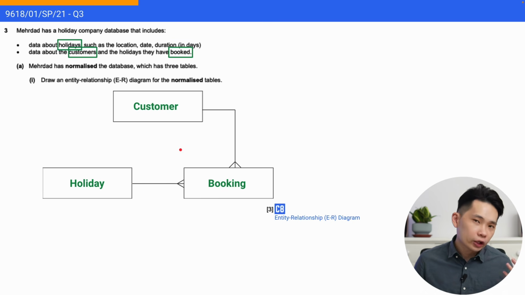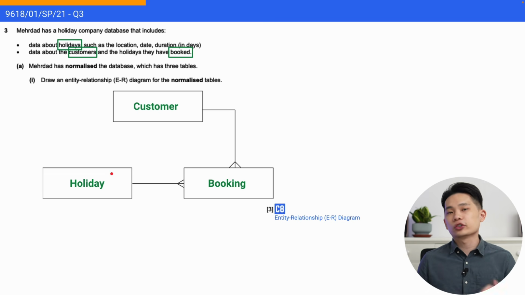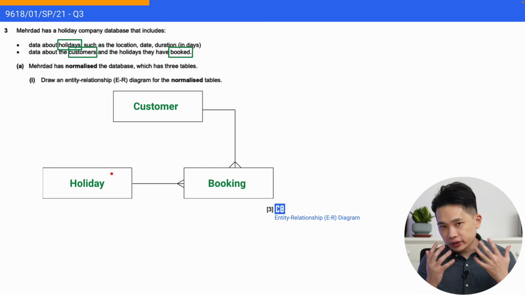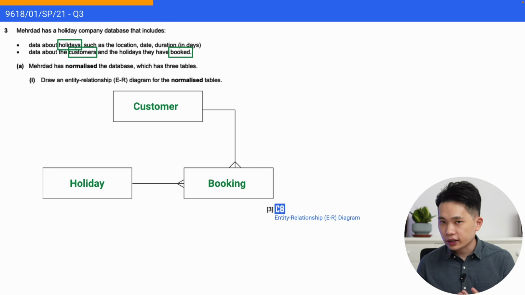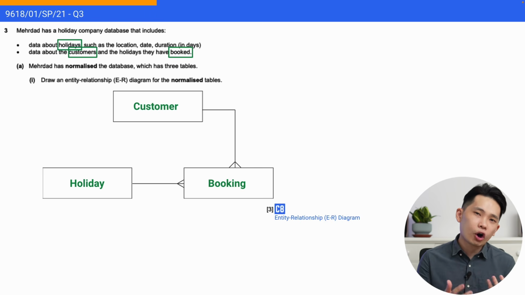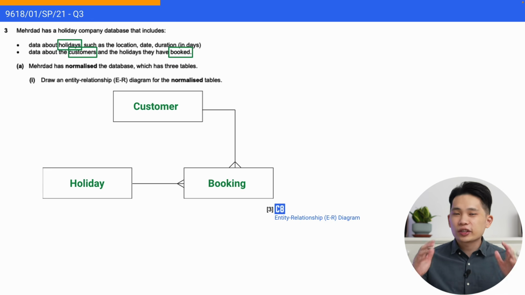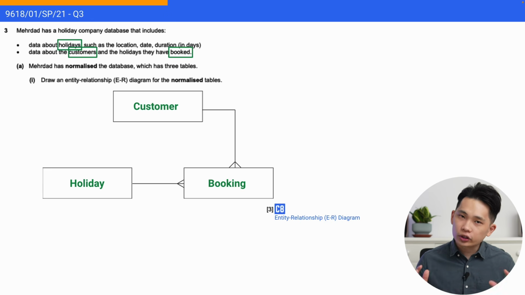Finally, do we have any connection between customer and holiday? The answer should be no, since the customer table will contain customer data, whereas the holiday table will contain data about holiday plans. So this is how you can construct the ER diagram. If you follow my steps, it's actually quite easy to do.